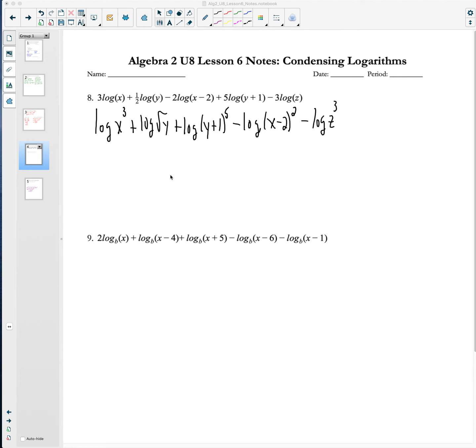Okay, so let me talk about what I just did here. So I did the 3, moved that up here, that's x cubed. I took the 1/2 and placed it back in, and that's the square root of y.